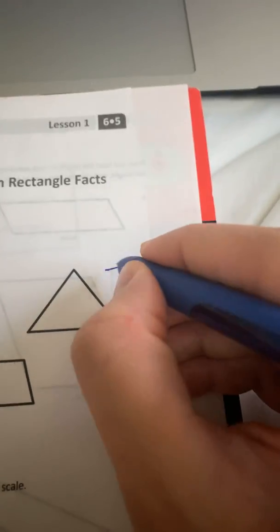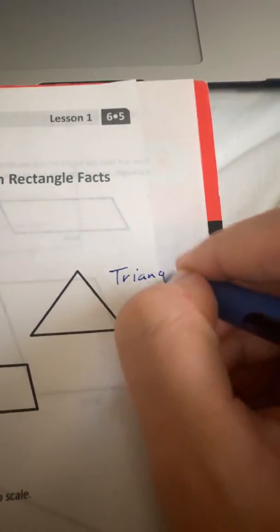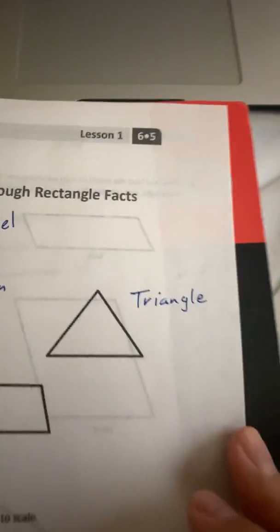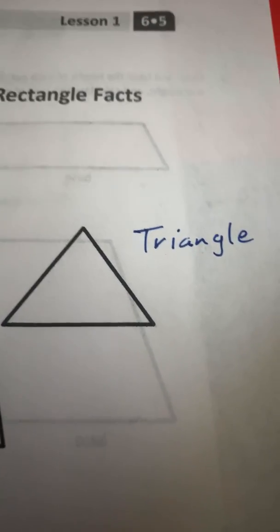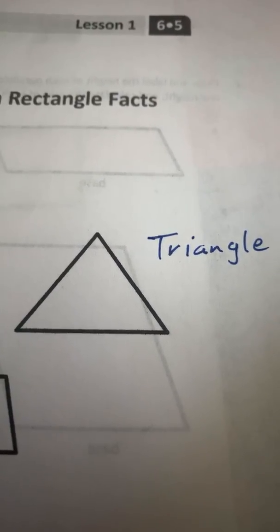Okay, then we look at this one. We have, again, a three-sided shape. We call that a triangle, right? Now, there's different things with triangles. Triangles are very specific, or they can be very basic. In this case, it's a triangle.